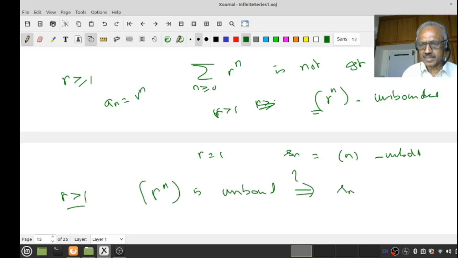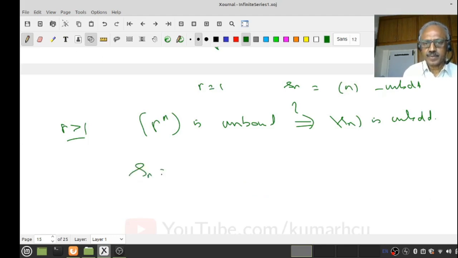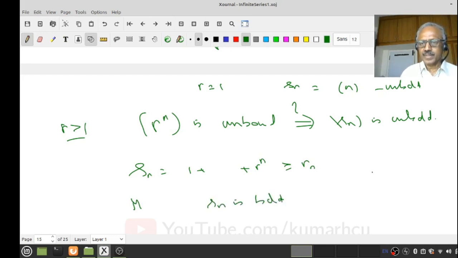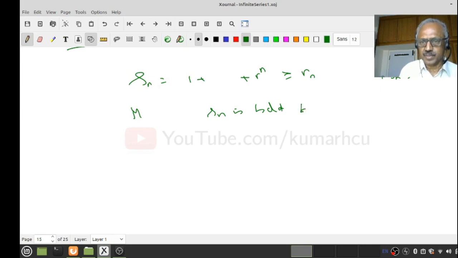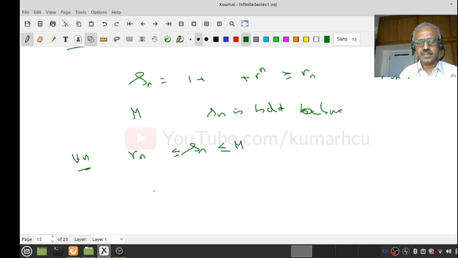Why does this imply Sn is unbounded? Remember, my Sn is 1 plus and so on up to r to the power n, therefore greater than or equal to r to the power n. You understand? Right? Therefore, if Sn is bounded, remember my Sns are all greater than or equal to 0, actually greater than or equal to 1, because I am assuming r is greater than 1. Therefore it is simply saying it's bounded above. Let's assume Sn is less than or equal to m. That would mean r to the power n is less than or equal to m for all n. But I know r to the power n is not bounded above. Why is it not bounded above?